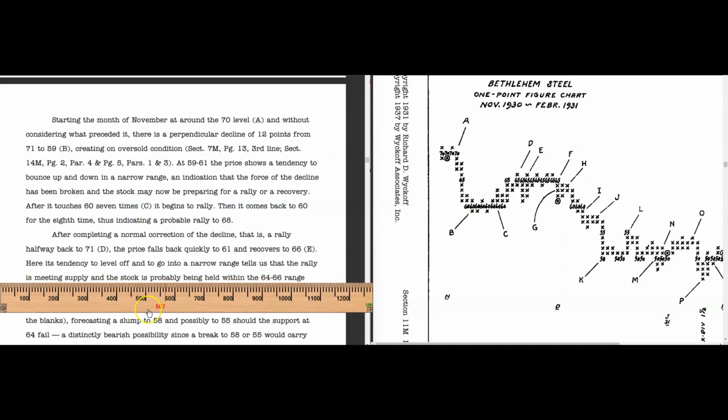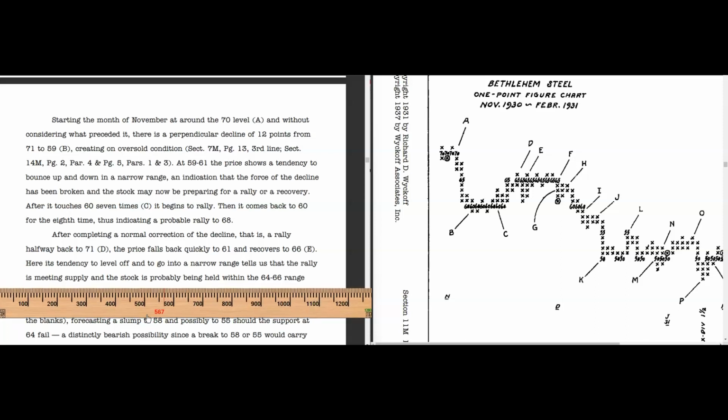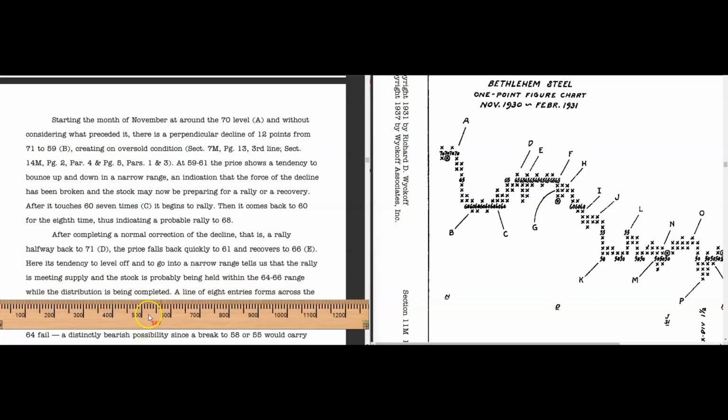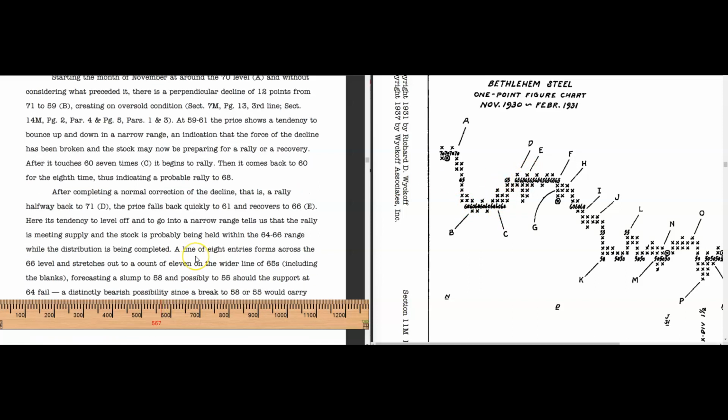Here it goes into a narrow range that tells us that the rally is meeting supply, and the stock is probably being held within the range while distribution is completed. So what is the indication here? Narrow range. Where else was the narrow range? At the bottom of that rally. Where else is the narrow range? At the halfway back point. Why is it a narrow range? Because they're holding it. Why are they holding it? Distribution. Just like it was accumulation that initiated the halfway back rally, at the halfway point, there's distribution to do what? Continue the markdown. All right?